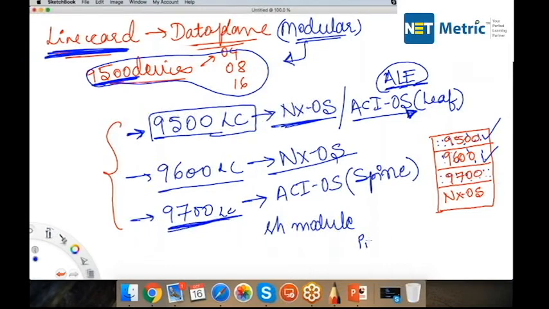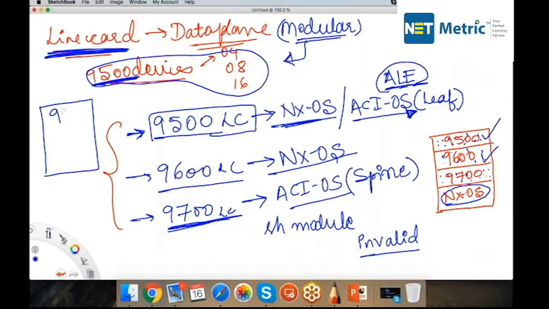9700 line card does not support Nexus operating system, it only supports ACI, right? So the ports present on this particular line card will not be available to me. When you check show interface brief, or when you give the command show module, the 9700 line card will show as invalid because 9700 line cards do not support Nexus operating system, which is what you have installed on the device in this particular example. I hope everyone understood this.